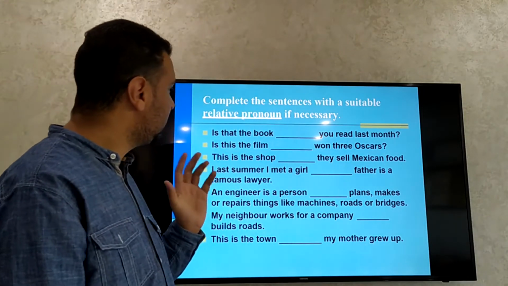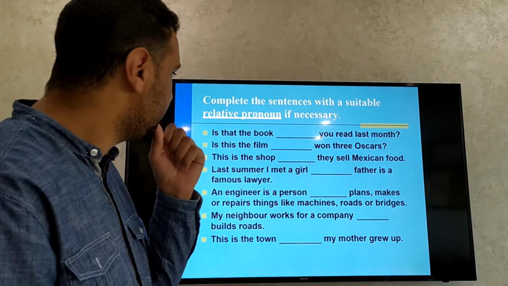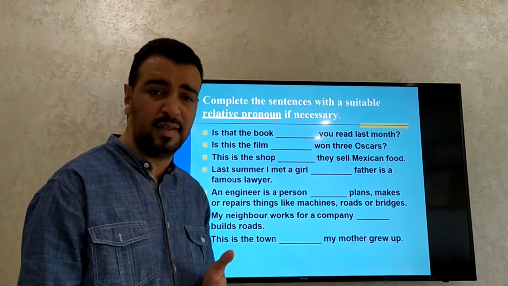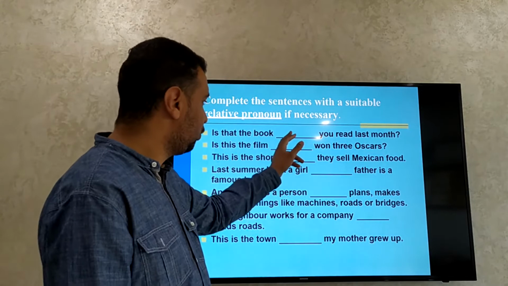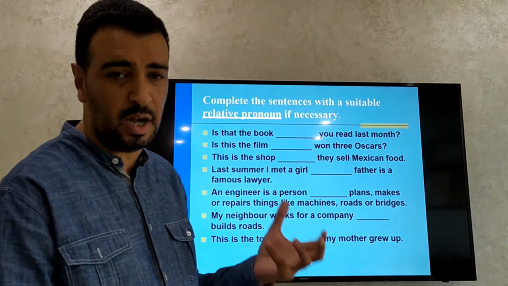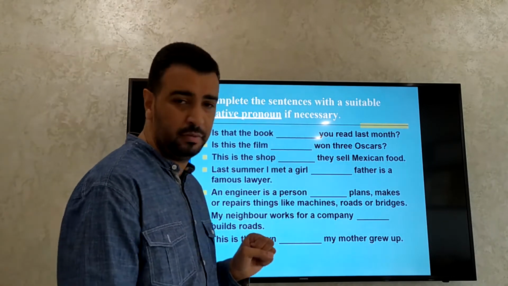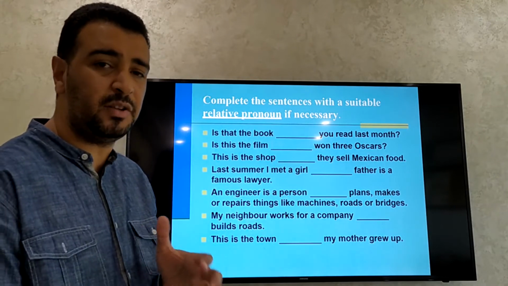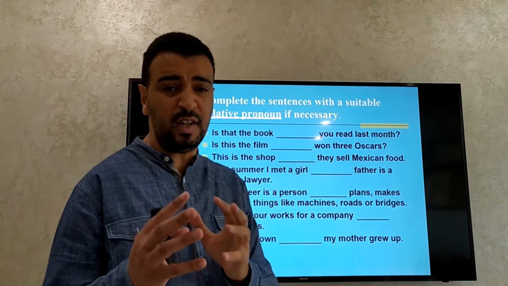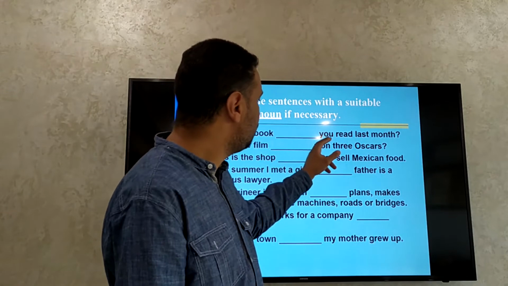The first one: "Is that the book you read last month?" Okay? Is that the book which you read last month? Or that. Which refers to what? Which refers to the book. Book is an object. Now the question is, can I omit "which"? What do you think? Is it possible to omit it? Okay, let's check out. If it is an object, yes. If it is a subject, no. Okay? The book you read last month.